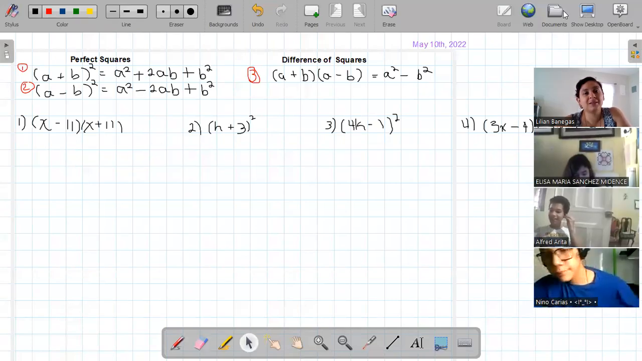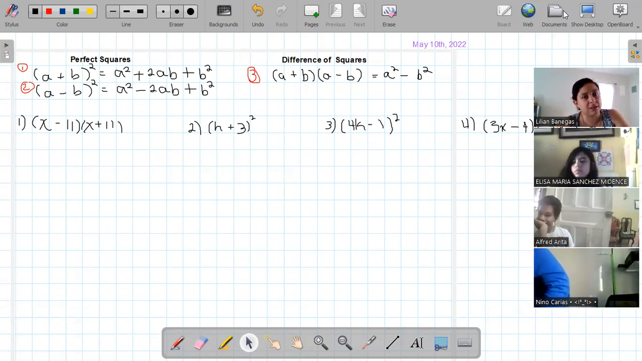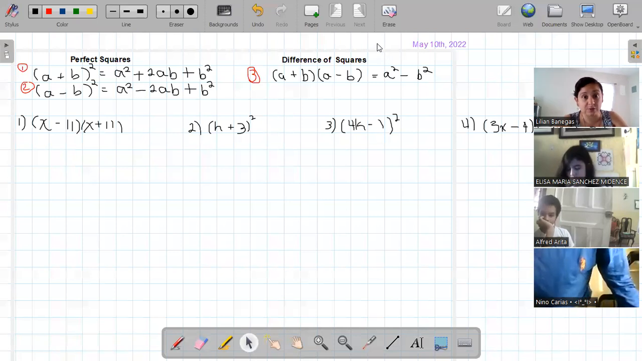Welcome back, guys. Today is day 2 of week 7. Let's continue working with the topic that we started yesterday and the day before. So we were seeing the formulas for perfect squares and difference of squares.